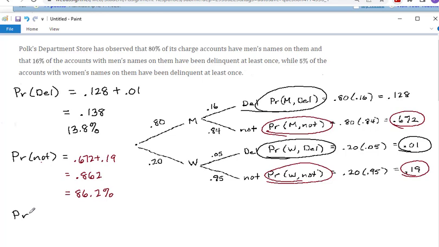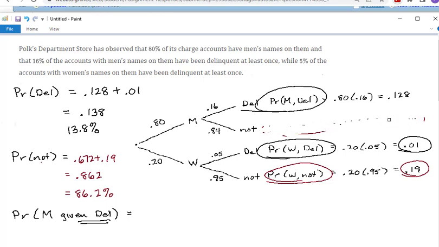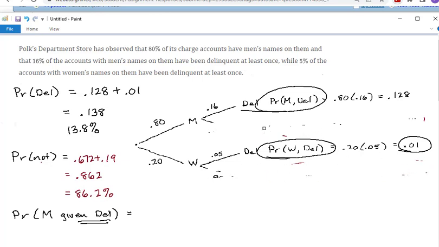Now finally, I want to have the probability that the account was owned by a man given that the account was a delinquent account. So this kind of given, it has the effect of reducing the sample space so that you're only looking at the part of the sample space that was delinquent accounts. So it's like taking your probability tree and erasing any part of it that wasn't delinquent. So you're going to restrict your vision to only the delinquent accounts.